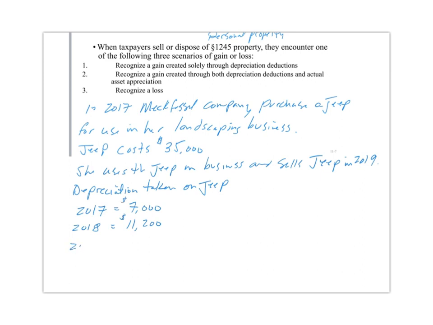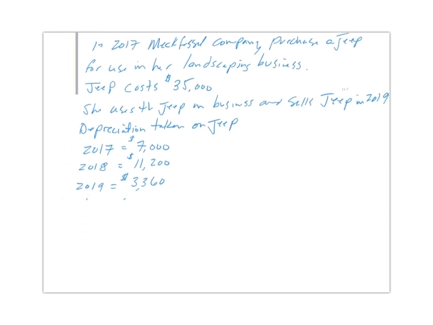$11,200. And then in 2019, remember this is going to be half your property. And so her depreciation in 2019, the year she sells the Jeep, is $3,360. All right. So total depreciation taken over the life of that Jeep is $21,560. Okay.